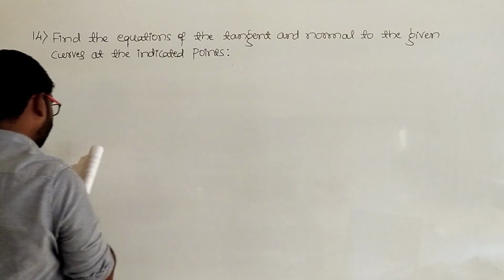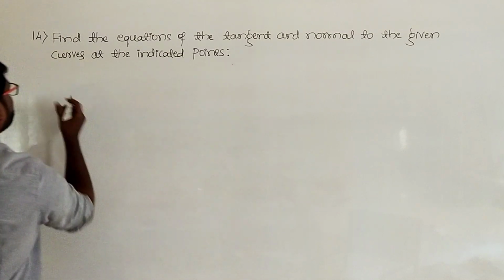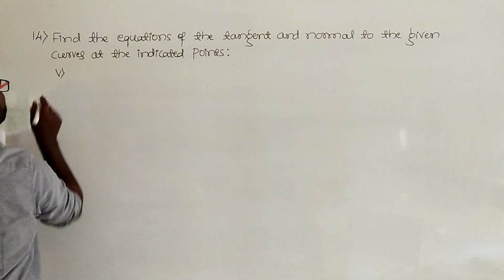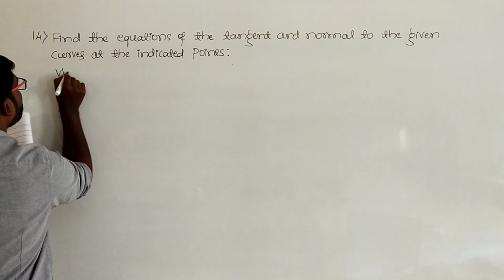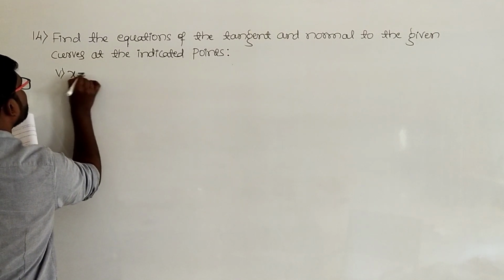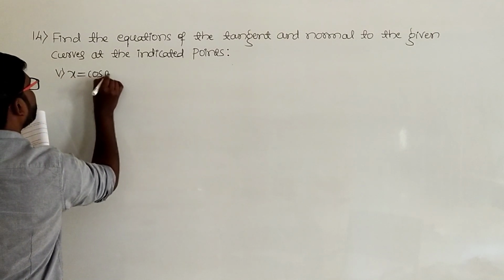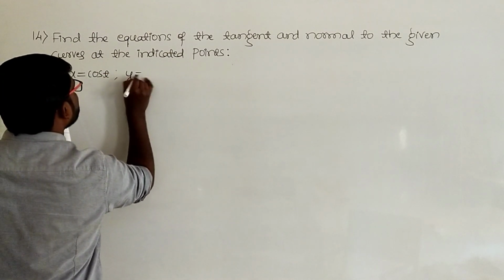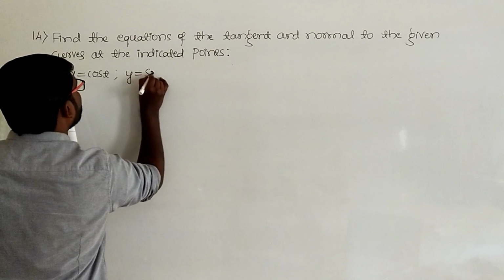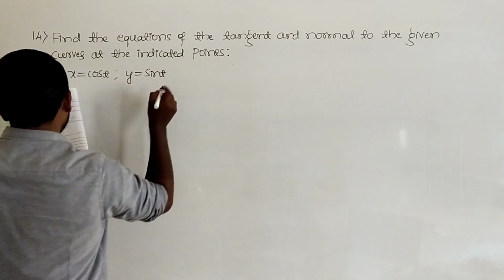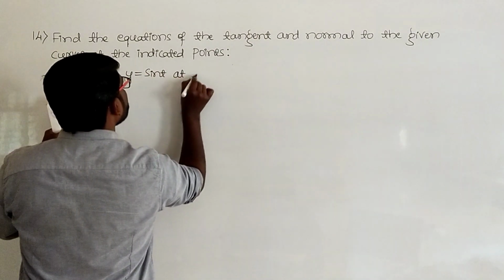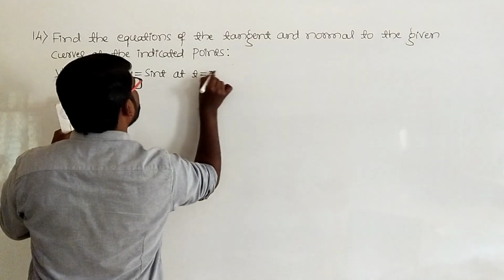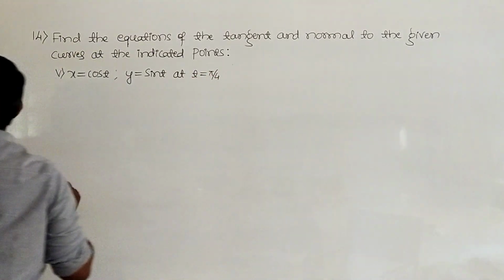Well, we'll write the fifth case. x equal to cos t, and then y equals sin t, at t equals pi by 4.